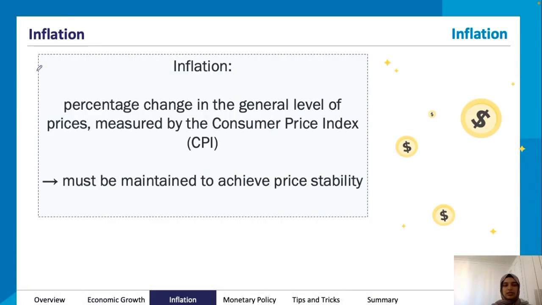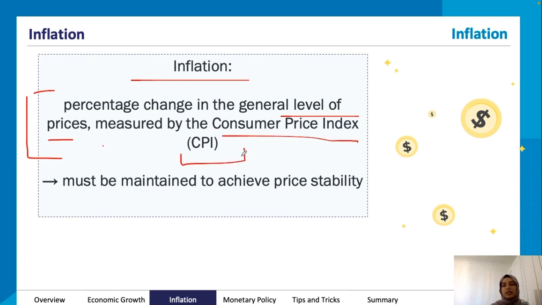Moving on to the second content block, which is looking at inflation. So inflation, we're looking at the percent. What is inflation? It is the percentage change in the general level of prices of goods and services, measured by the CPI, also known as the Consumer Price Index. So it must be maintained to achieve price stability. Okay? So it's really important that we do understand that concept and we do go through it.